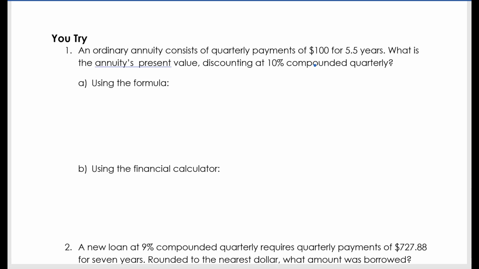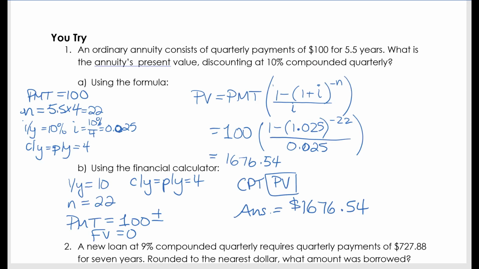Determine your N, your I, your payments, etc. And then use the formula, and then use the financial calculator, and then come back and see if you got it right. So pause now and try it yourself. Okay, so we identify our information. Our payment is $100 for 5.5 years, and it's a quarterly payment. So N equals 5.5 times 4, which is 22.